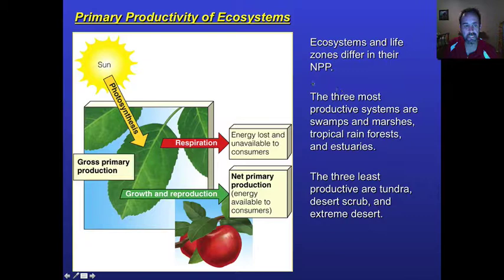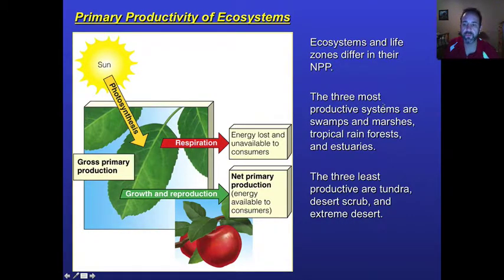And again, just to recap, the sun comes in, photosynthesize, you have respiration, and you wind up getting the energy through the food chains lost every time you go up the trophic level.